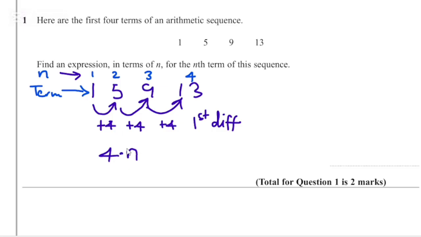We need to do something so that when we say 4 times position number 1, plus or minus a number, we should get 1 there. So we subtract 3. When we say 4 times position number 1, it will be 4, and 4 minus 3 gets a 1. Same here. If we say 4 times position number 2, it will be 8, and 8 minus 3 gets a 5. So the nth term is 4n minus 3. We just write it here: 4n minus 3.